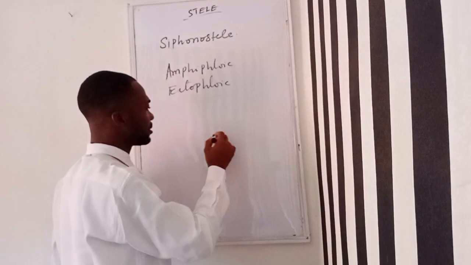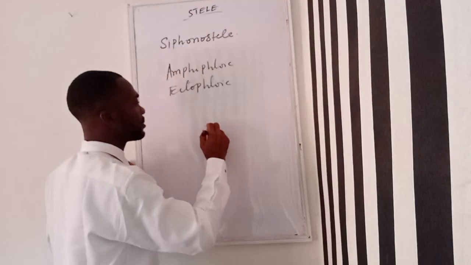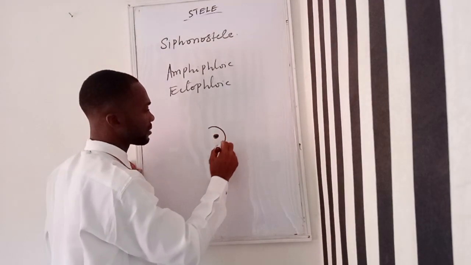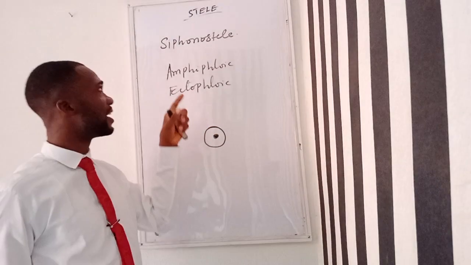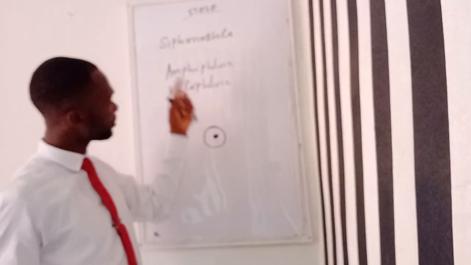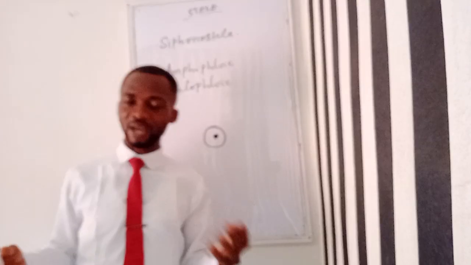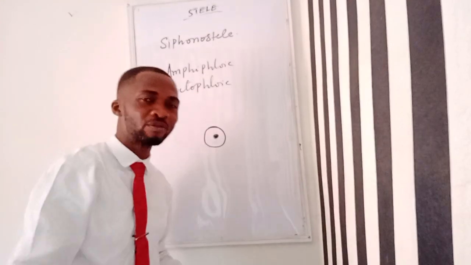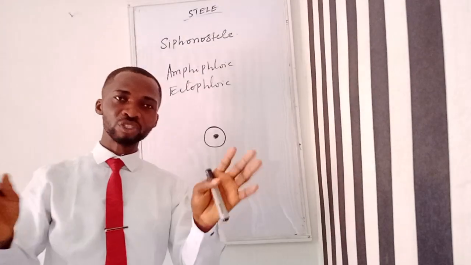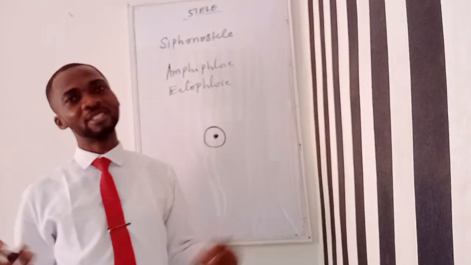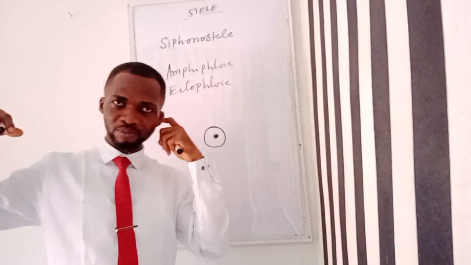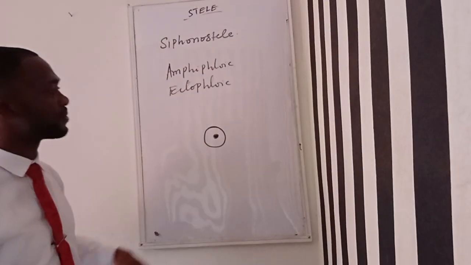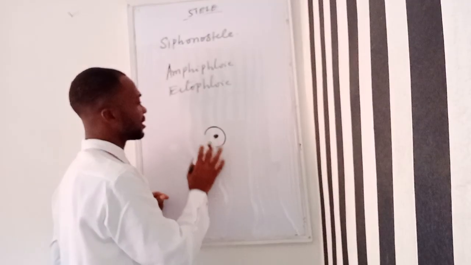So this is the pith forming the central column. I hope you are seeing what I'm doing. This pith is now being surrounded. Let me say before I draw it: in the case of amphiphloic stele, a pith appears. Then the xylem, of course, is pushed out. That means the xylem is now surrounding the pith, whereas the phloem, as usual, is also surrounding the xylem.